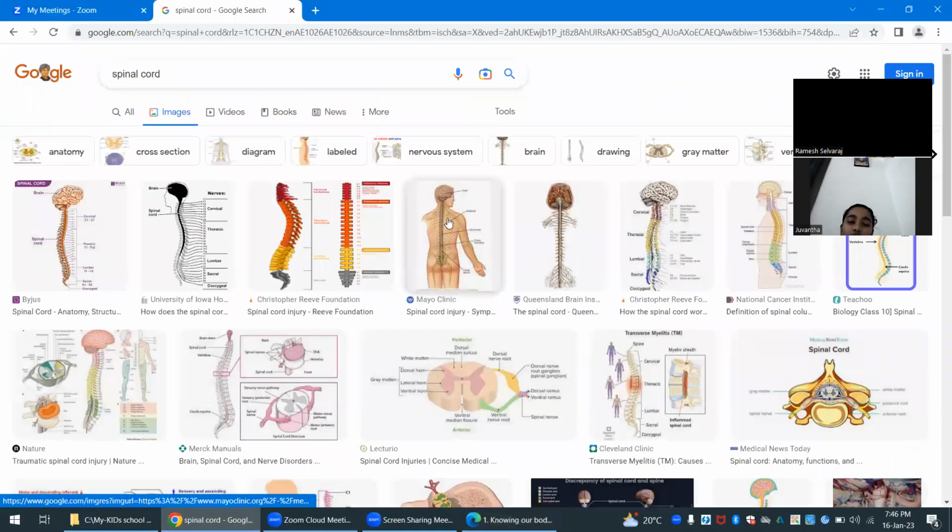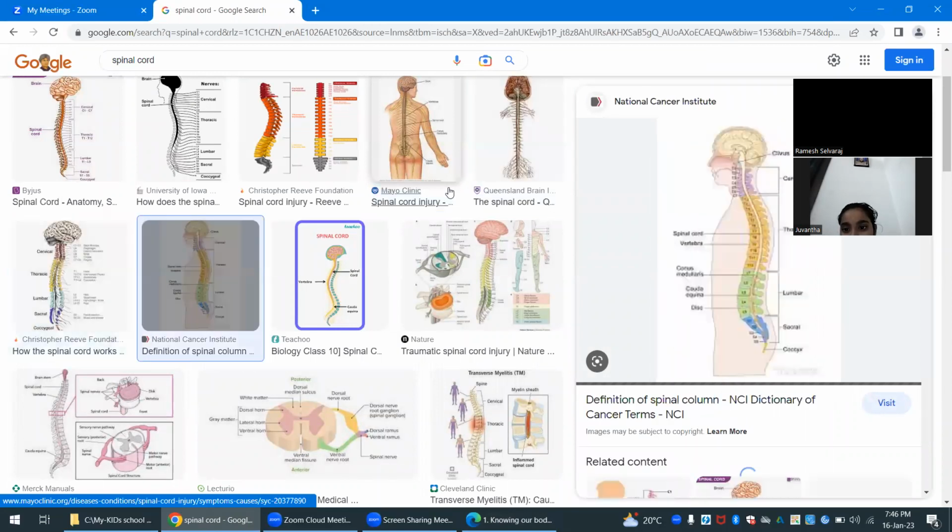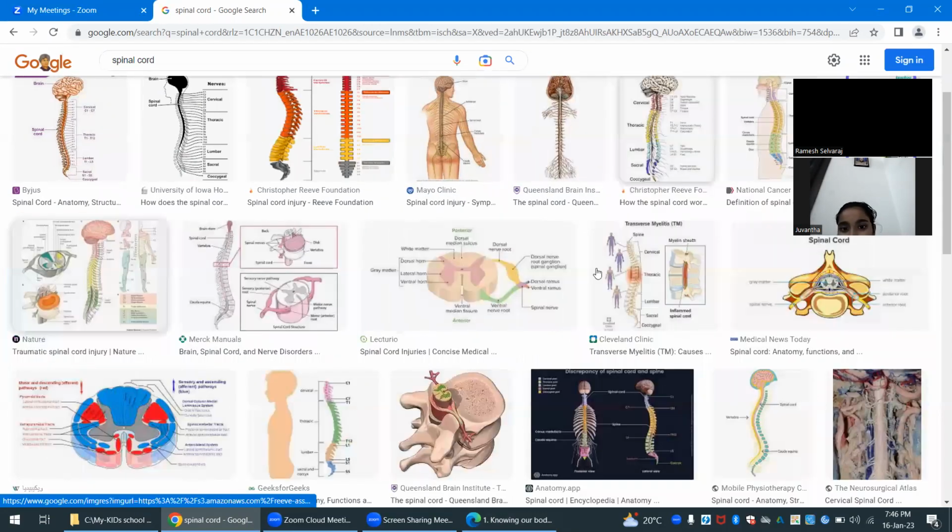See, this one, the spinal cord. Oh, this one I know. Okay. See here, you will see it here.